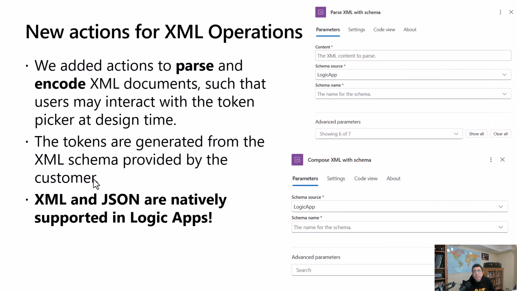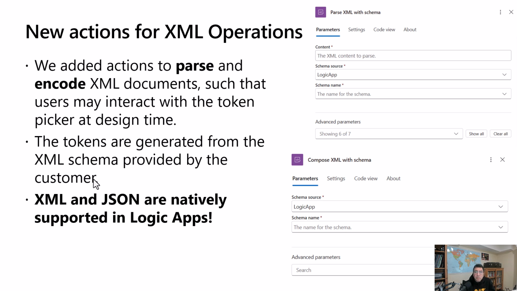The new actions for XML operations allow you to parse and encode or compose XML documents, such that users may interact with the token picker at design time. So it gives customers the flexibility and the ability to continue using this great design that the team has put together in a visual manner. These tokens are generated from the XML schema provided by the customer. And with this, XML and JSON are natively supported now in Logic Apps.